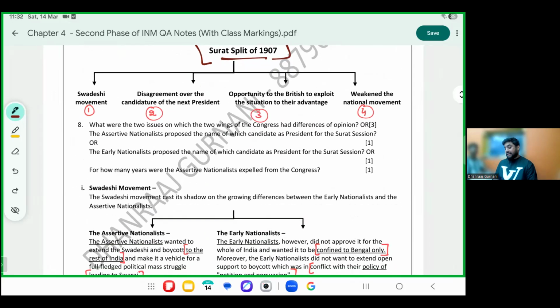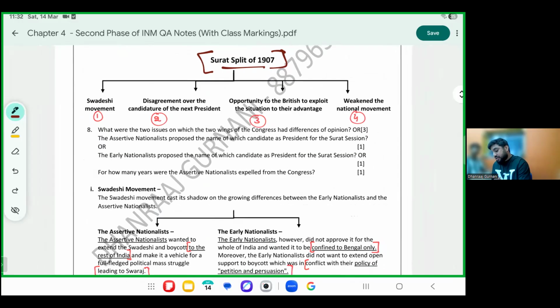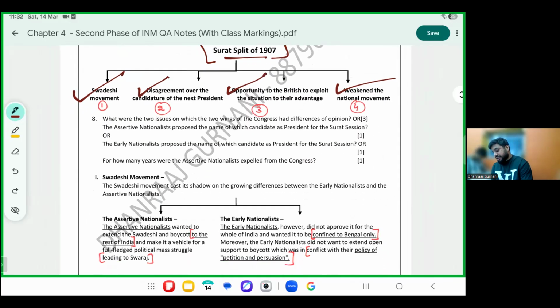Let's see the first one now. Why did the Surat split happen? The Surat split happened in 4 parts: Swadeshi, disagreement, opportunity taken by the British. Eventually, our national movement got weakened. Let's see what was the Swadeshi movement.